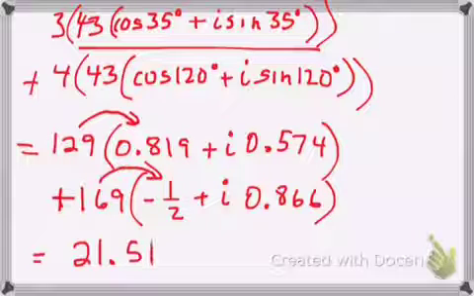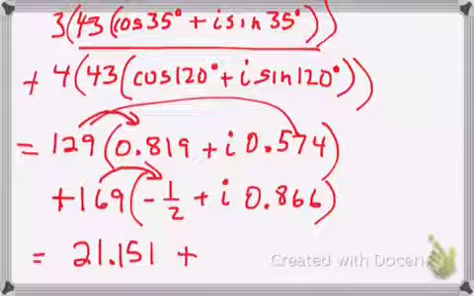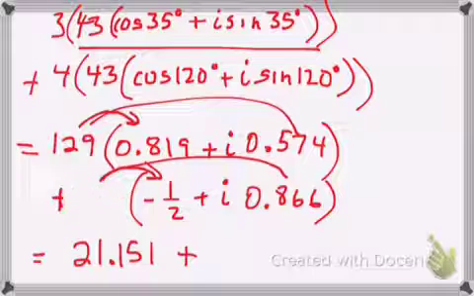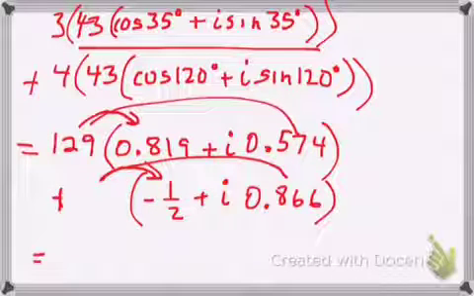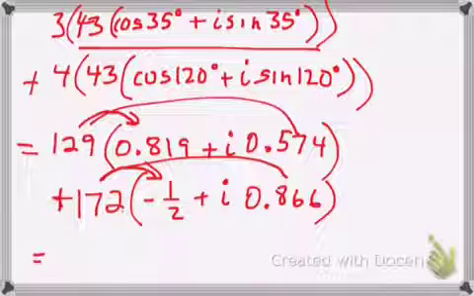21.51. Okay. And then do this times this. 151. Then do this times this plus this times that. 129 times 0.574 plus 1. That's 169 is wrong, guys. How'd y'all let me do that? I don't know. We got to start over. Listen to you. It's 172. 172. Yeah. I wrote in pen. Just scratch it through.